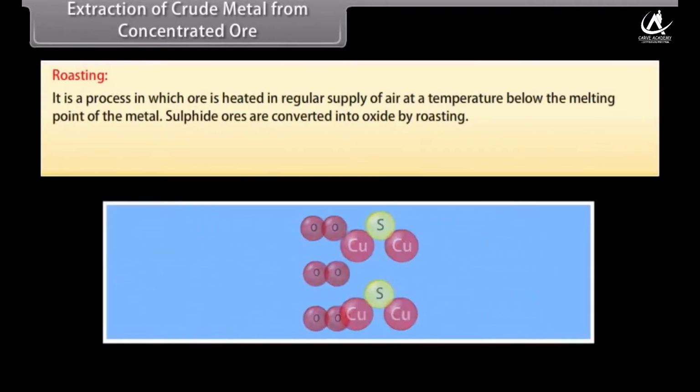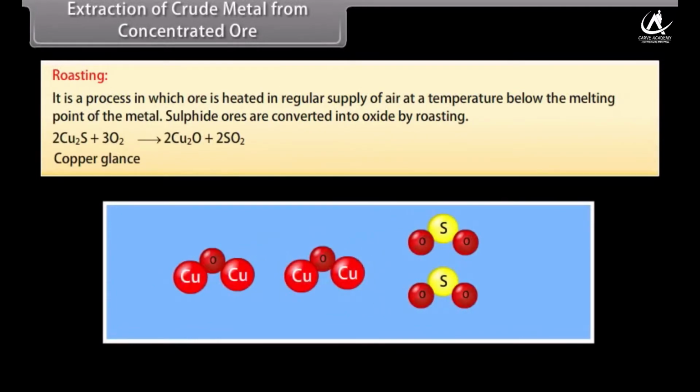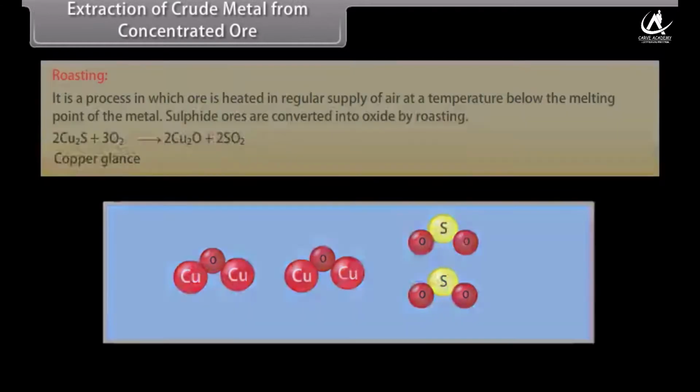Roasting is a process in which ore is heated in a regular supply of air at a temperature below the melting point of the metal. Sulfide ores are converted into oxide by roasting.